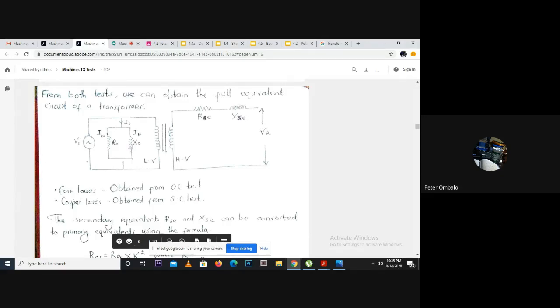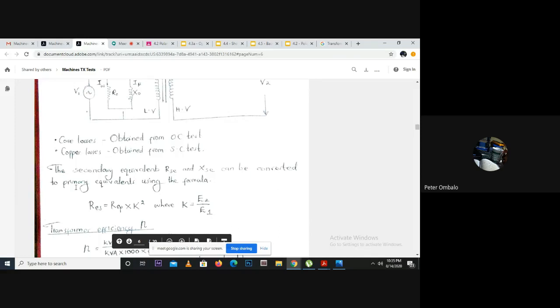Yeah, so this here, core losses are obtained from the open circuit test, and copper losses are obtained from the short circuit test. The secondary equivalents, RSE and XSE, can be converted to primary equivalents using this formula. This Nyokabi had already gone through.